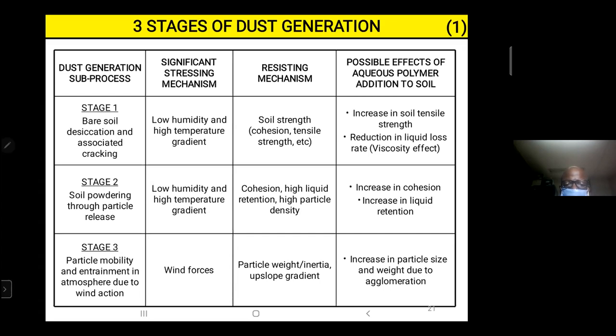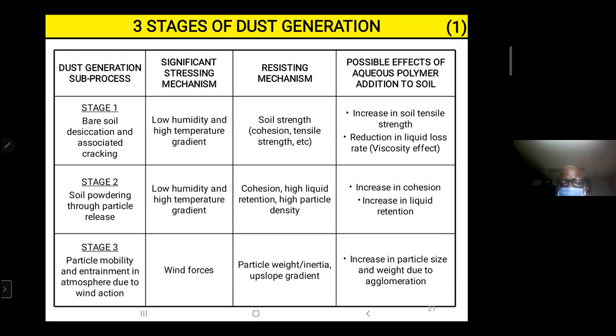So essentially, so far we've talked about two modes of erosion: erosion as a result of water action in soil, and now erosion as a result of wind action on exposed soil surfaces. Things can be done to control it, but to do that, we have to look at what the stressing mechanism is in each stage. In stage one, the stressing mechanism is low humidity and high temperature gradient. Stage two is low humidity and high temperature gradient as well. And stage three, of course, is wind forces imposed on the particles, making them roll on the ground for a while until they are airlifted into the atmosphere.